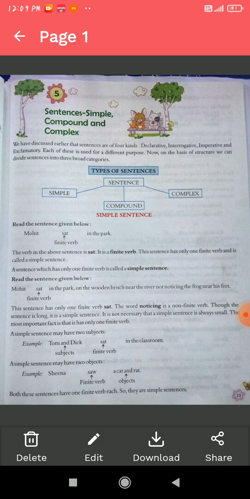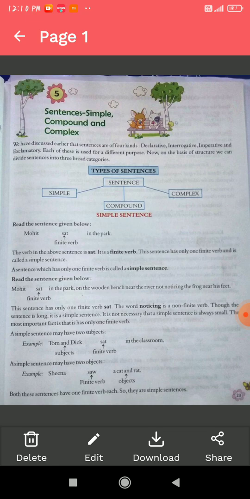First of all, we had discussed in the first chapter the sentence and its kinds. There are four kinds of sentences: declarative, interrogative, imperative, and exclamative. But now in this chapter, it will teach us the structure of the sentence, that is, how we make the sentence on the basis of structure. There are three types of sentences: simple, compound, and complex. First we will discuss the simple sentence, then compound, and last the complex sentence.